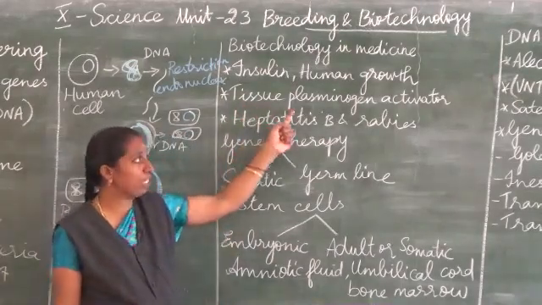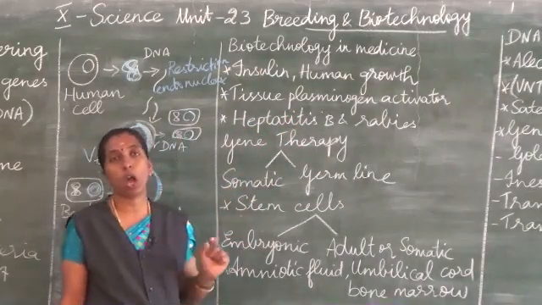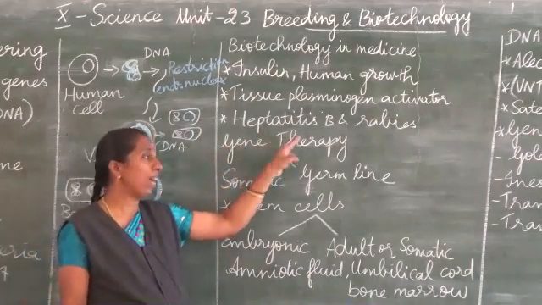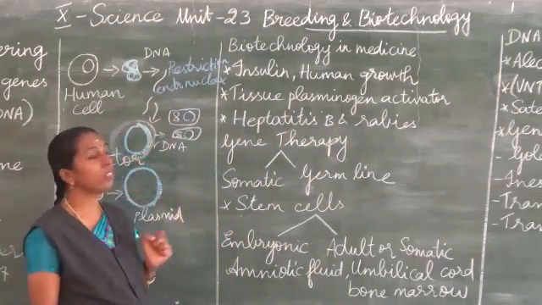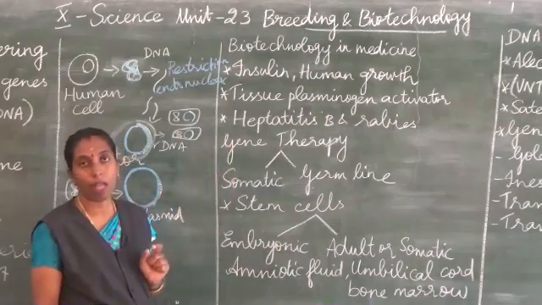So tissue plasminogen activator is a protein which is used to dissolve blood clotting. And vaccines are produced for hepatitis B disease and rabies. The next one, we are going to learn about gene therapy.